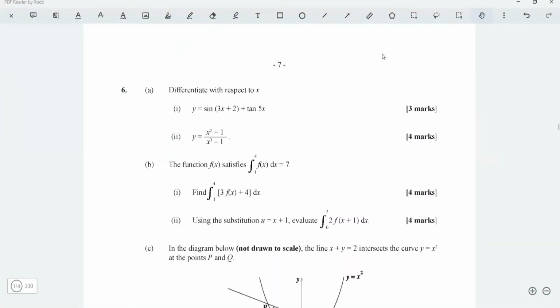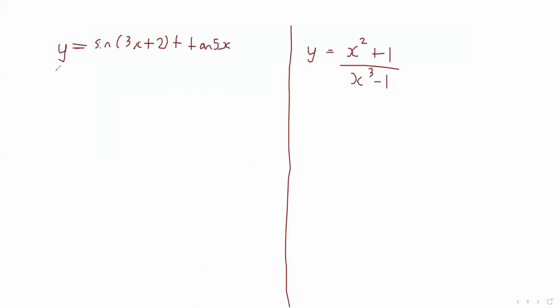All right, now on to question 6. We differentiate this with respect to x: y equals sine of 3x plus 2, plus tan 5x. There's nothing really to this. When you differentiate sine, you get cosine, but then you multiply it by the derivative of what's in the bracket. When I differentiate 3x plus 2, I get 3. So it's going to be 3 times cos of 3x plus 2.